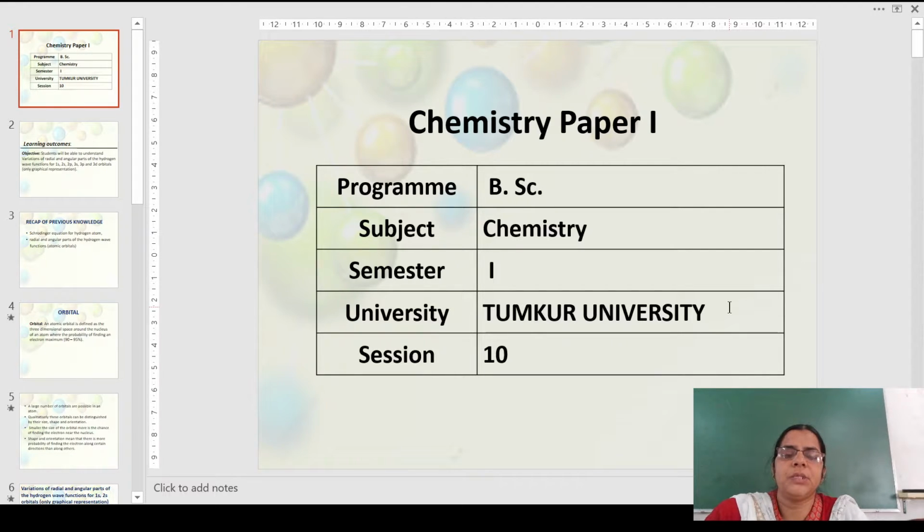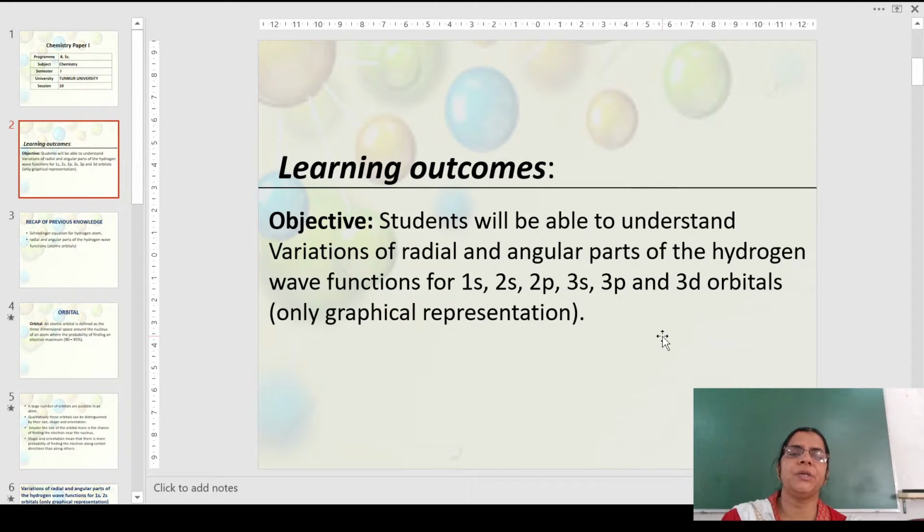In the present session, we are going to talk about variation of radial and angular parts of the hydrogen wave functions for different orbitals: 1s, 2s, 2p, 3s, 3p and 3d orbitals. We're going to learn only about the graphical representation of this.